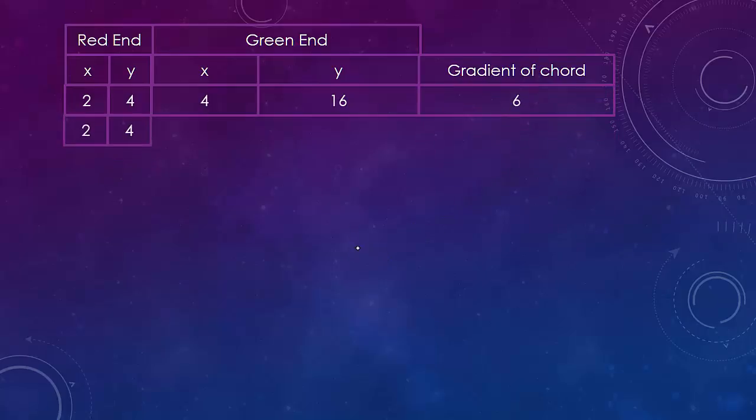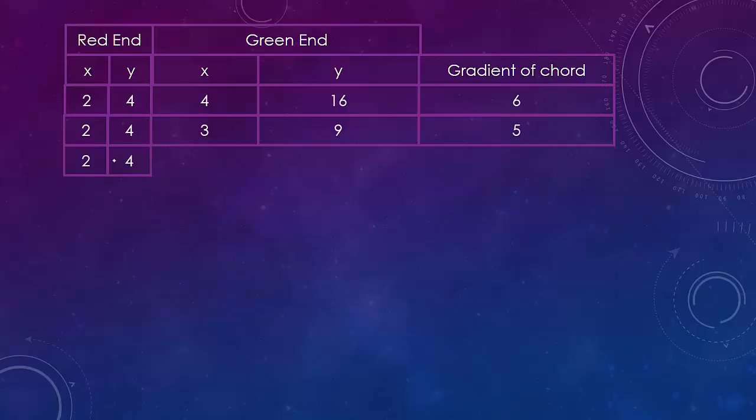So let's move a bit closer. Let's maybe go to (3, 9). Now we know that (3, 9) is on the curve because the curve was y equals x squared. So if x is 3, 3 squared is 9. That would be the y coordinate. And once again, difference in the y's, so 9 take away 4, divided by 3 take away 2, gives us a gradient of 5.